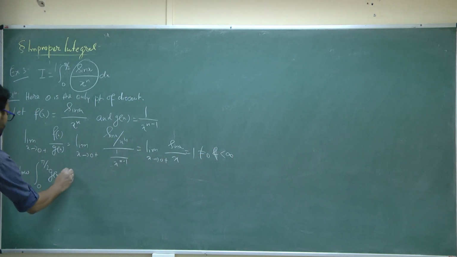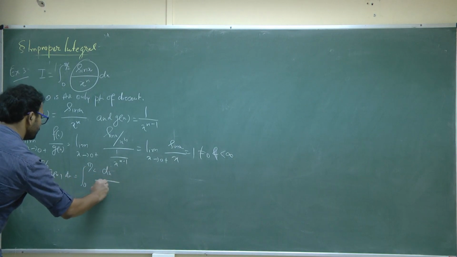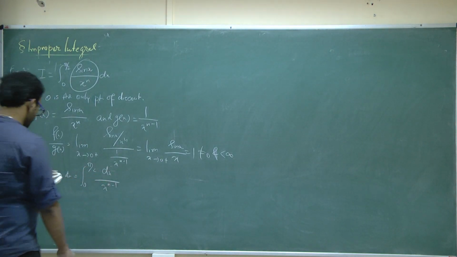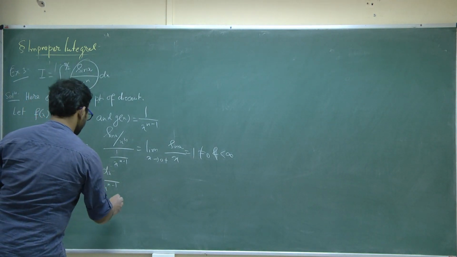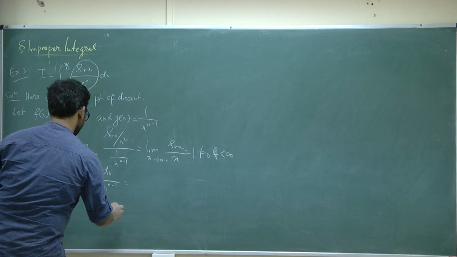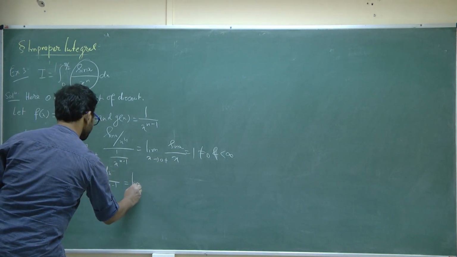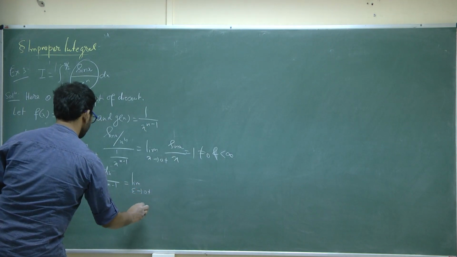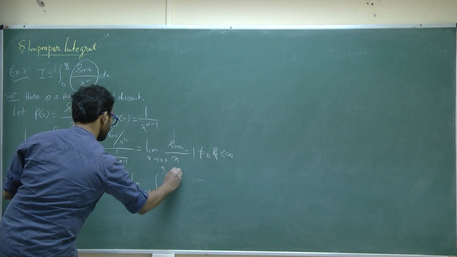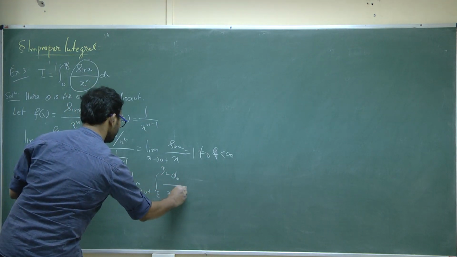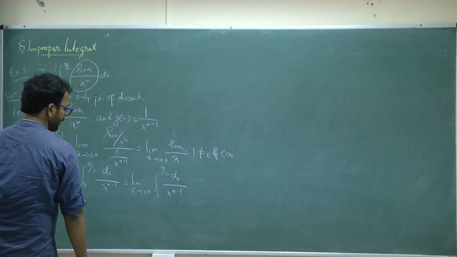Now, the integral of g(x) dx from 0 to pi by 2 is the integral of dx by x to the power n minus 1. When we evaluate, we will see that this will be convergent. Again we have a discontinuity at 0, so we can write it as the limit as epsilon goes to 0 positive of the integral from epsilon to pi by 2 of dx by x to the power n minus 1.